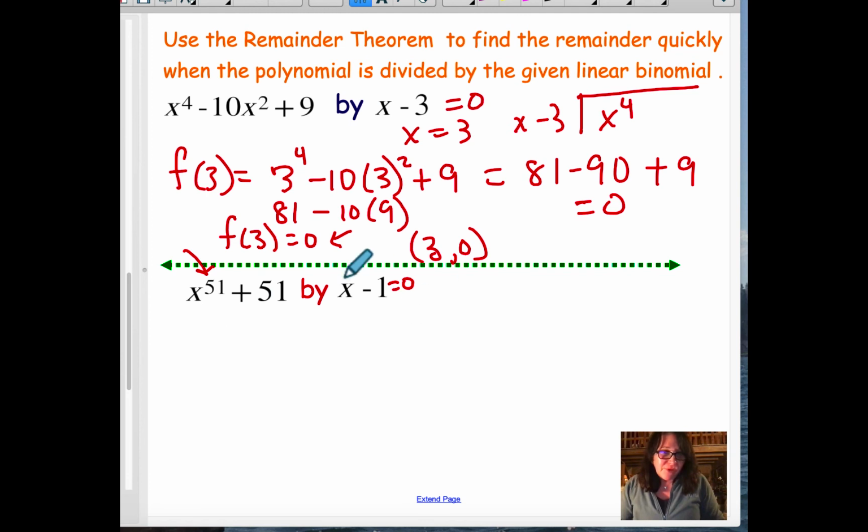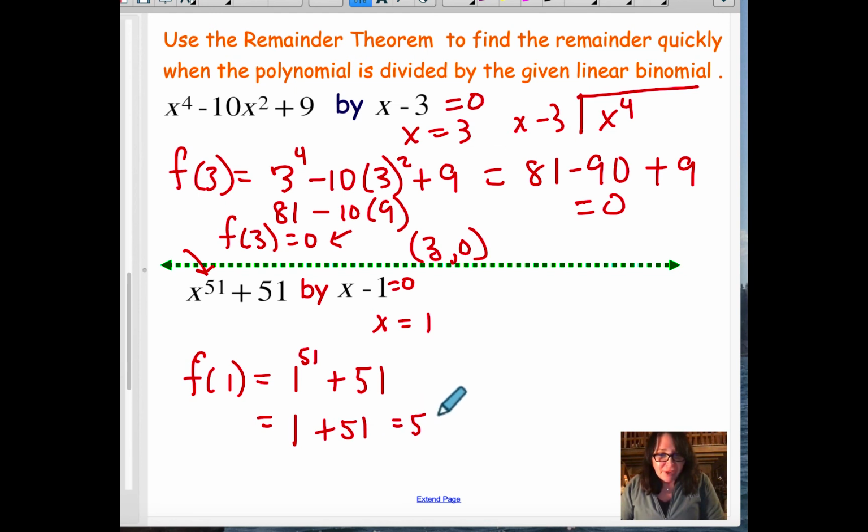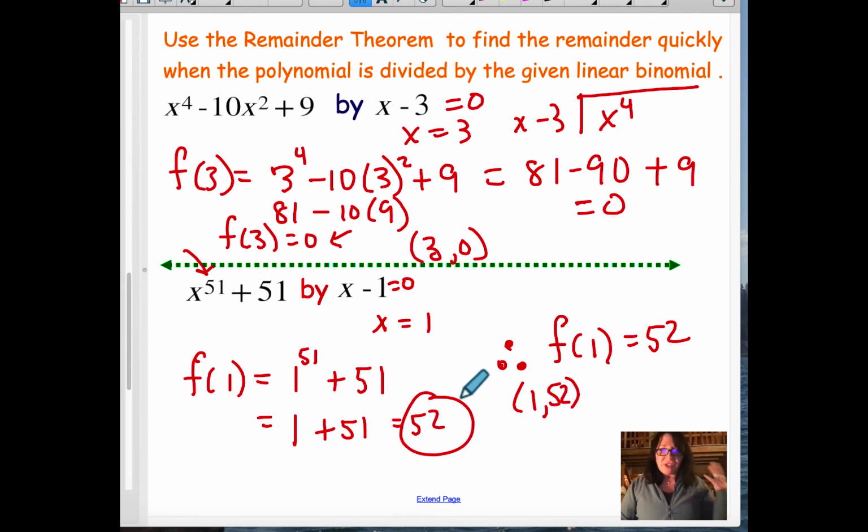Because with the remainder theorem, you set this equal to 0, you get x equals 1. You're going to plug that value in because what they're asking is, what is happening at 1? Is it a point or is it a 0? That's what they're asking. So you're basically just going to go 1 to the 51 power plus 51. So 1 to the 51 power is still 1. 1 plus 51 is 52. So what that means, these three dots mean therefore, at f of 1, my answer is 52. So that's a point, 1 comma 52. So my remainder is 52, which yes, it's a remainder, but at the same time, it's also a point on my graph.